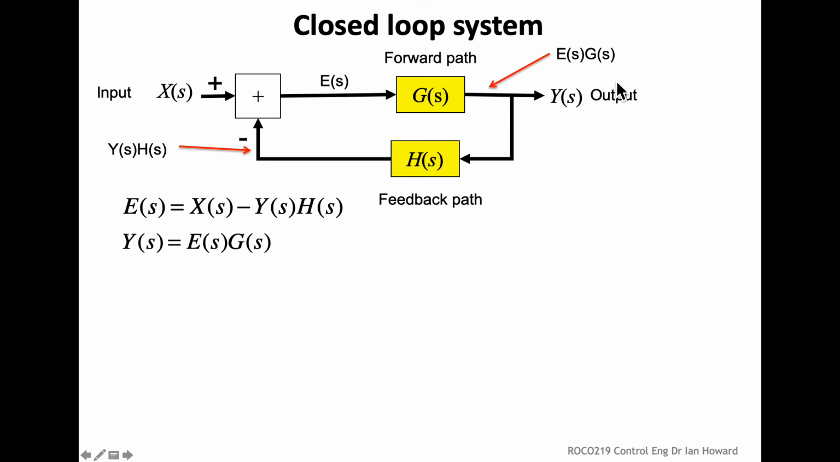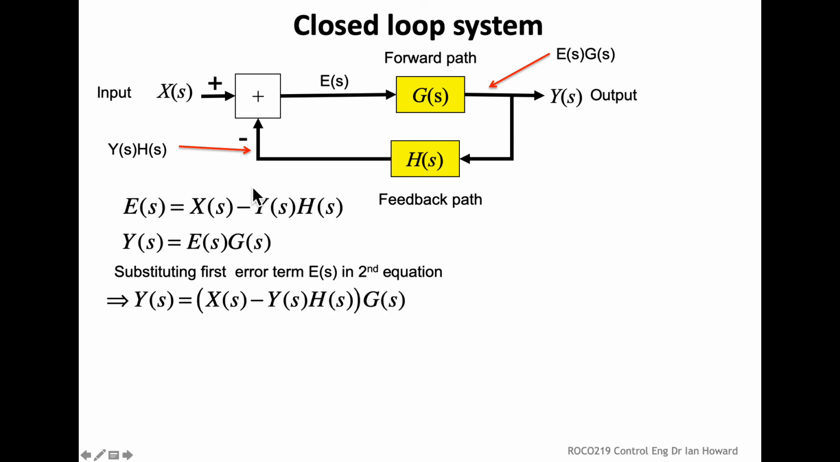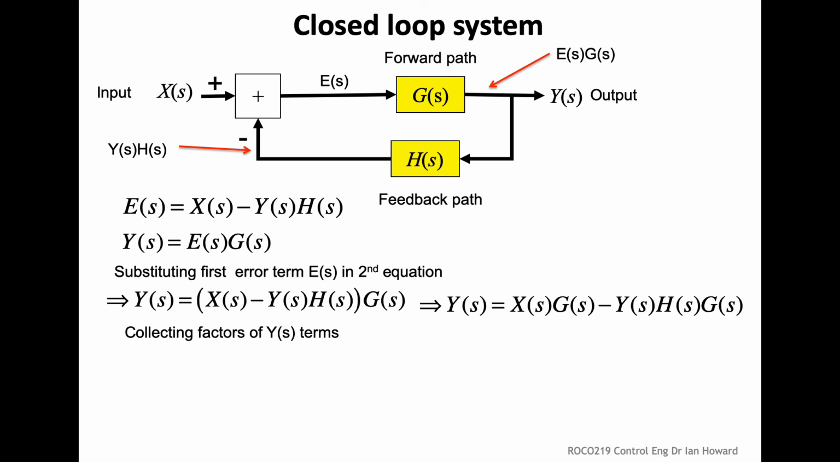And we've already written, basically, that Y of S, well, in fact, we haven't written it, but we can see that Y of S is E of S, G of S. This here is the same as the actual output of the system. So what we're going to do is substitute this Y of S term into this one here. Then first of all, we multiply out, and we collect factors of Y of S. So we're collecting one Y of S there, and all of this lot here.